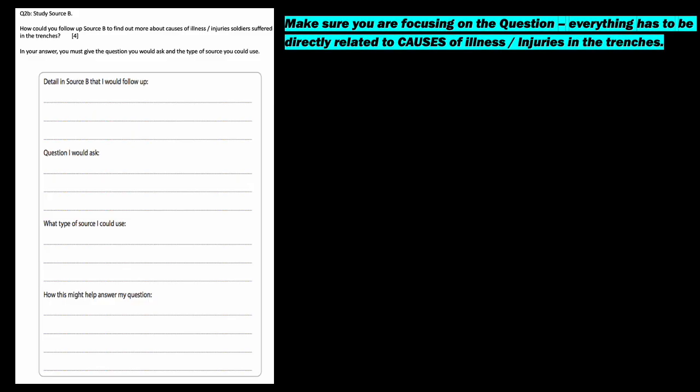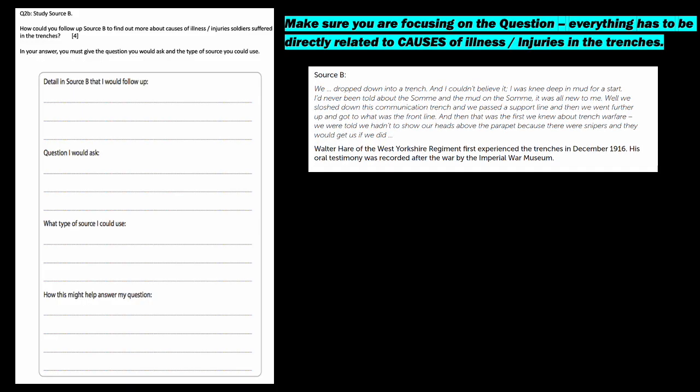And the first bit we need to think about is this is telling us to study source B. Now we've just done source B in the previous question, so we should have a rough idea about what source B is about. Okay, so make sure though everything that we talk about in this answer must be directly related to causes of illness or injuries, because that's what's in the question. So don't make something up that isn't to do with causes or illnesses. So let's see, so the detail in source B, here's source B just to remind us a little bit.